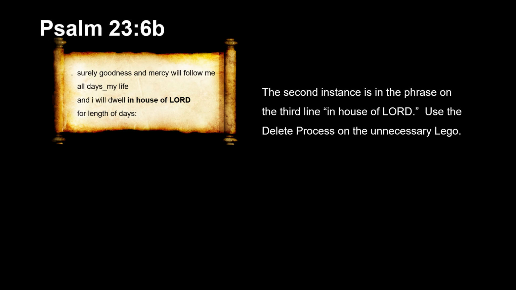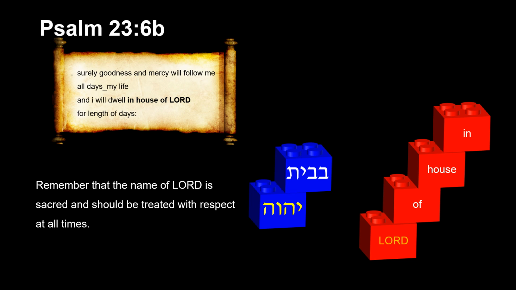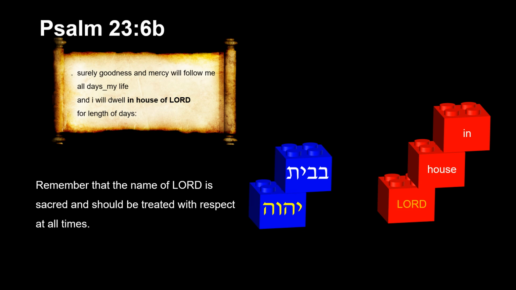So now let's look at Psalm 23:6b. Okay, this is the second instance in the phrase on the third line, "and house of Lord." Use the delete process on the unnecessary Lego. So what are we going to get rid of? We're going to get rid of that Lego. So now we have "in house Lord."